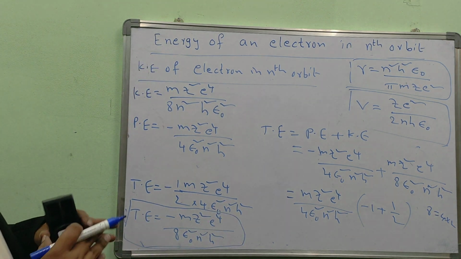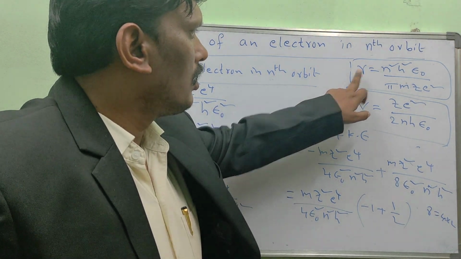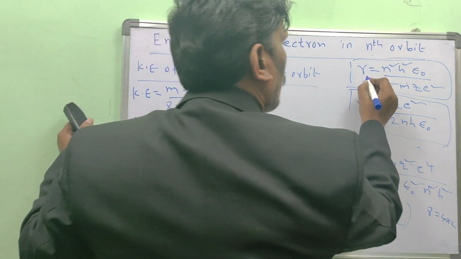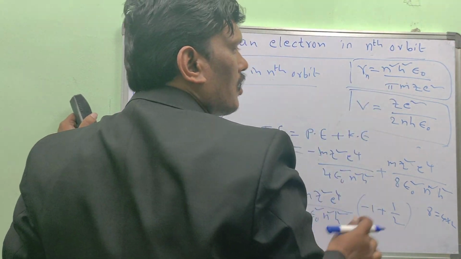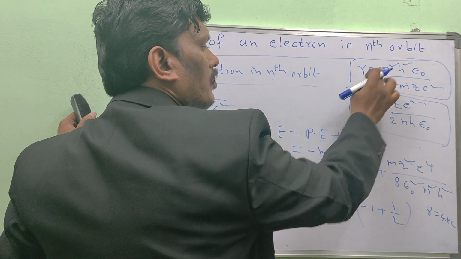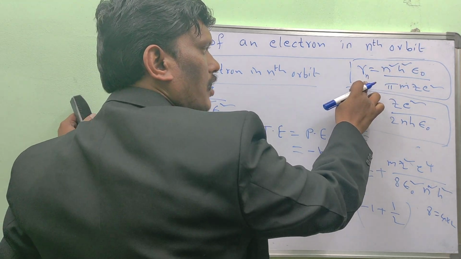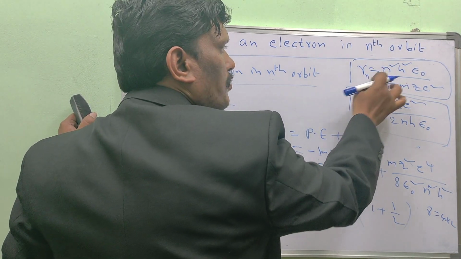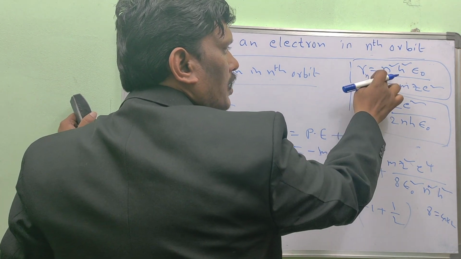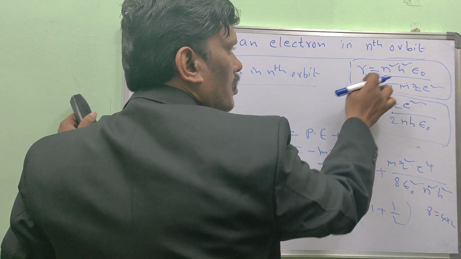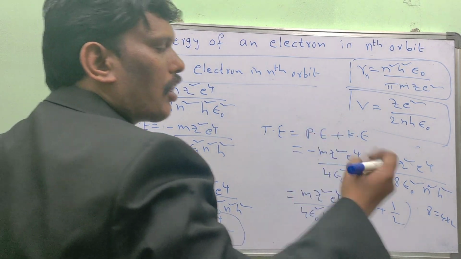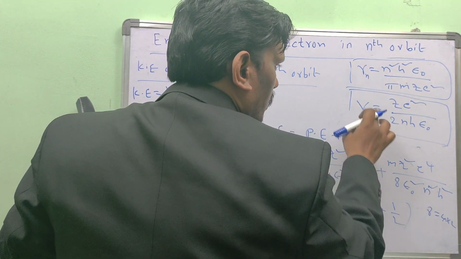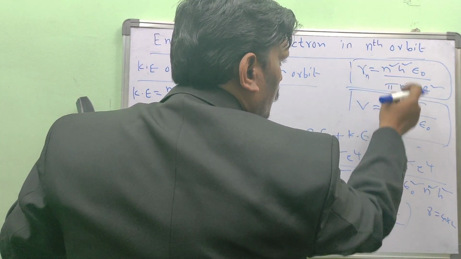Student, totally 5 formulas are given here. Radius formula, if you want, write it as Rn. Why? Because it is the nth radius. If you require the first radius, the n value is 1. If you require the second orbit radius, the n value is 2. If you require the third orbit radius, the n value is 3. So R1, R2, R3. When the orbit number changes, the n value changes. This is the nth orbit radius formula.